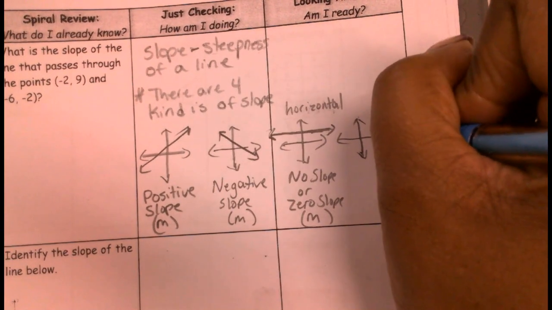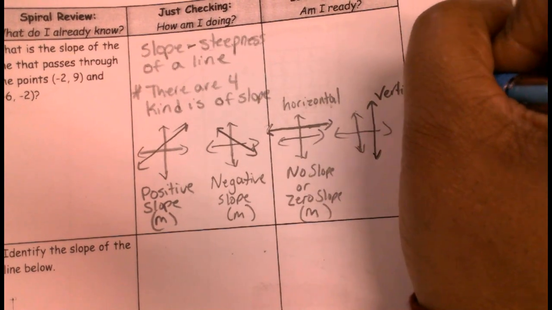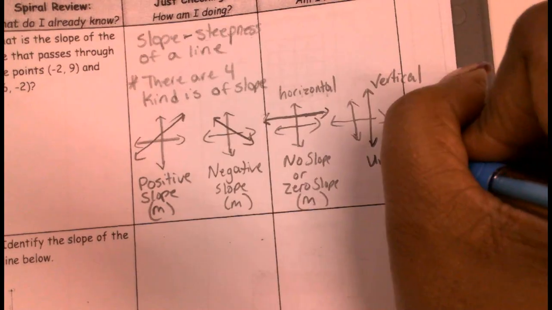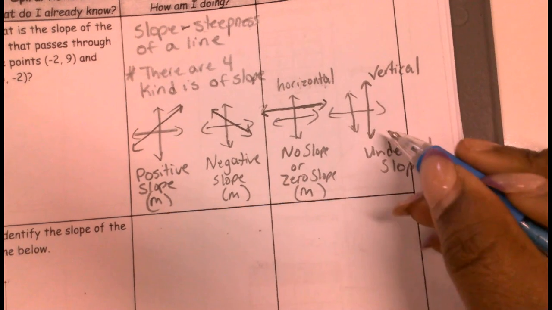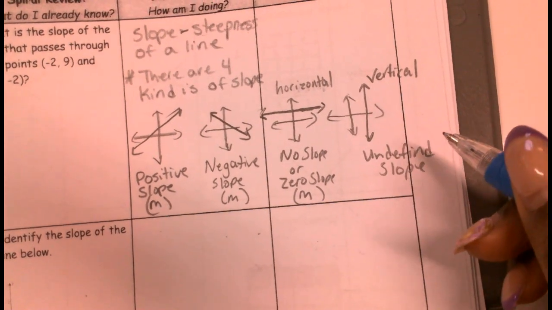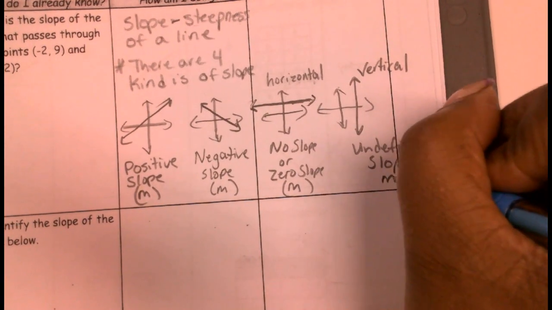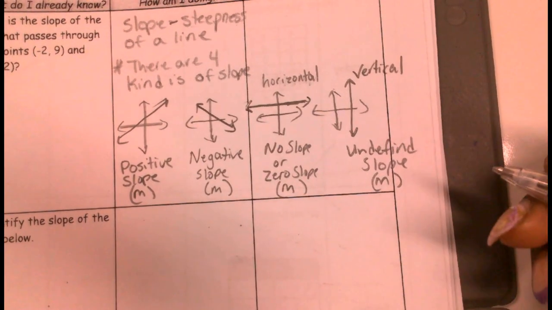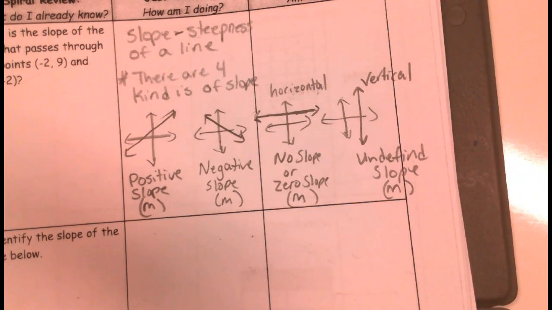Vertical line, a line that goes straight up and down, has undefined slope. It's undefined because you can't walk up this line. There's no way. You can climb it, but you wouldn't be able to walk on this line. Zero would be on the bottom of a fraction. When you count your rise over run, which you'll learn later, the bottom number is going to be a zero. You can't divide by zero. You can't say 5 divided by 0. You can't do that.